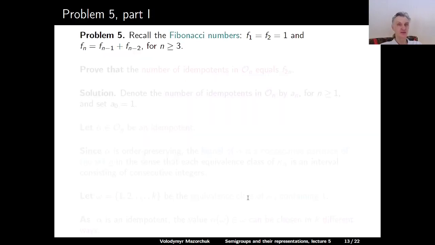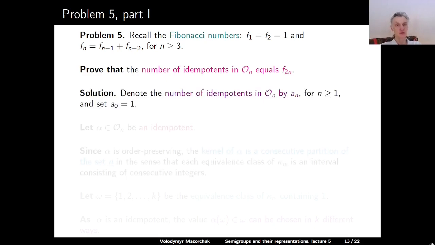Problem 5. Recall the Fibonacci numbers fi, so f1 is equal to f2 is equal to 1, and fn is equal to fn minus 1 plus fn minus 2 for each n greater than or equal to 3. Prove that the number of idempotents in On equals f2n. Solution.